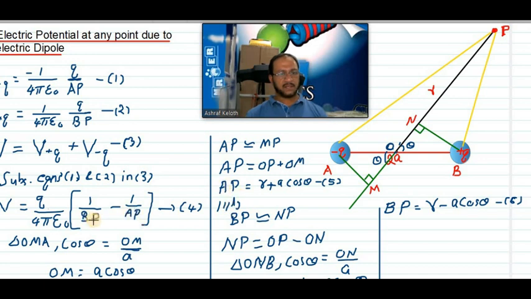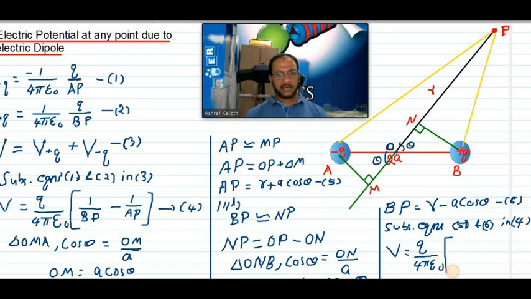Substituting equations 5 and 6 in the 4th equation, we get the net potential V is equal to Q by 4 pi epsilon naught, the common factor, then in bracket 1 by BP, for which we substitute 1 by R minus A cos theta, then minus 1 by AP, that is minus 1 by R plus A cos theta.